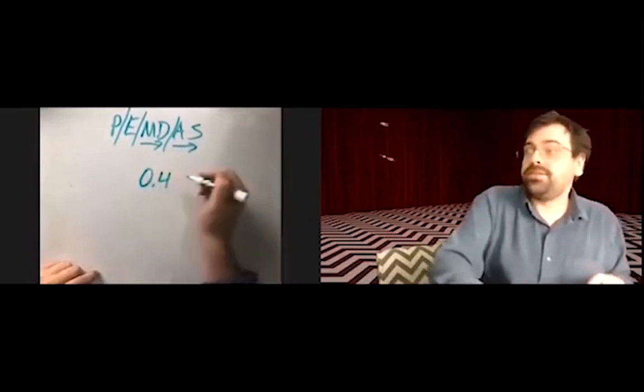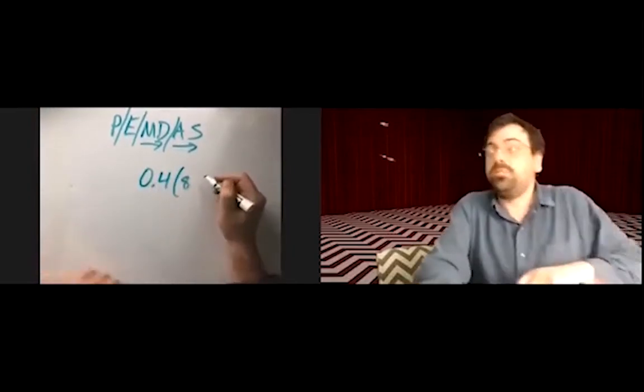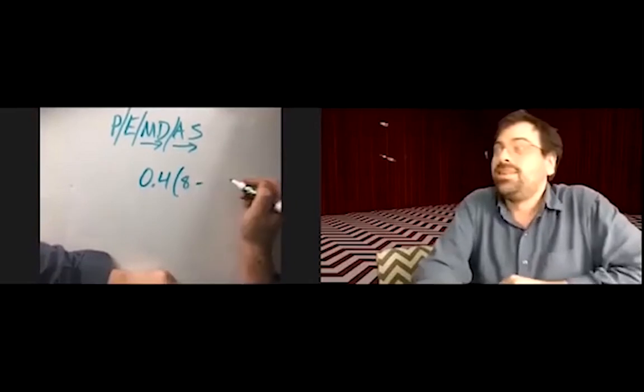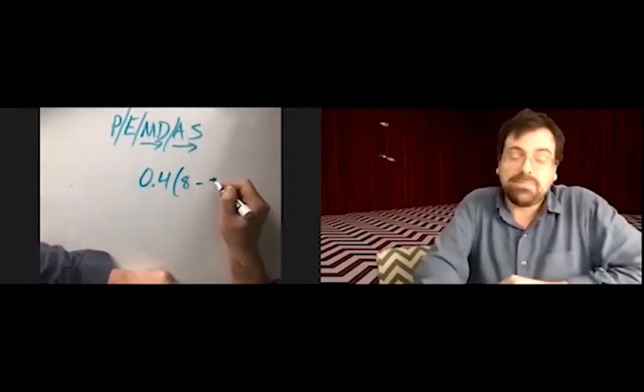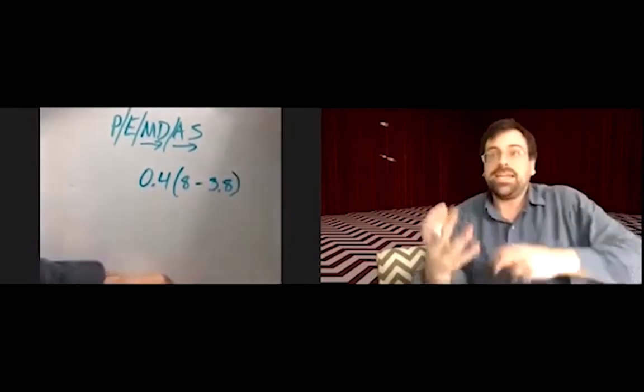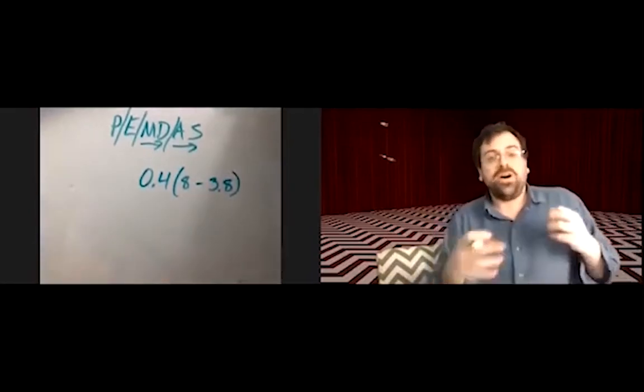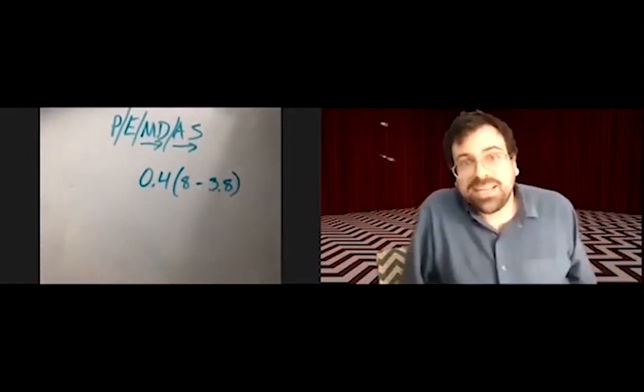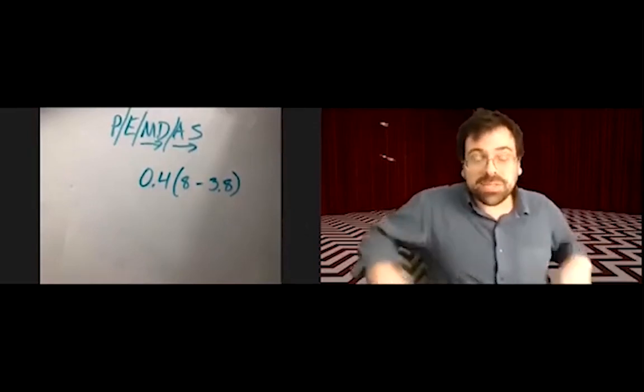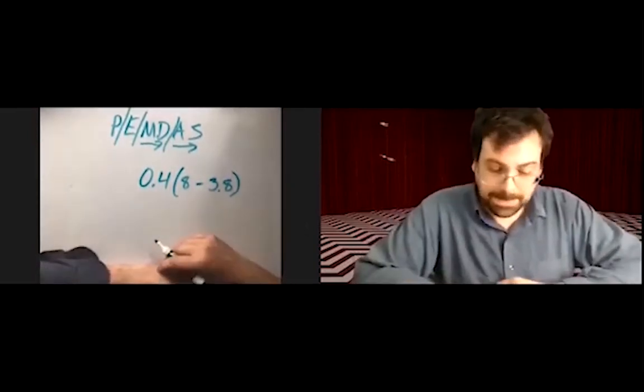Now we're going to look at problems involving decimals, though. 0.4 times, in parentheses, 8 minus 3.8. So we need to know how to do all these things with decimal addition, subtraction, multiplication, and division like we did today.